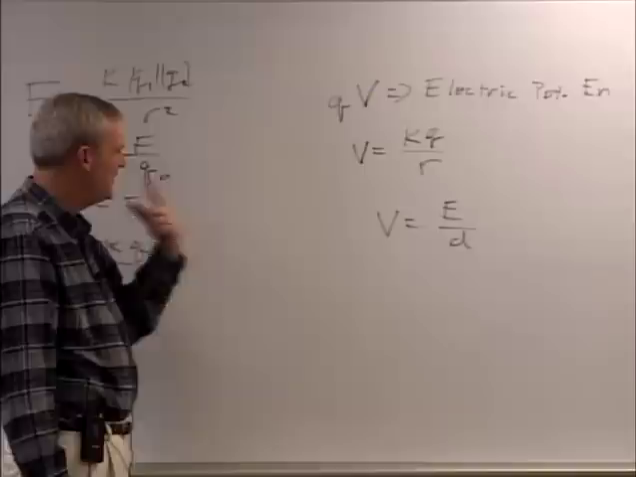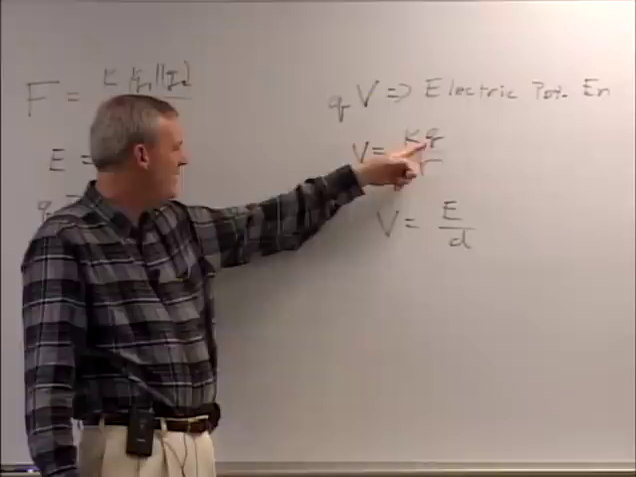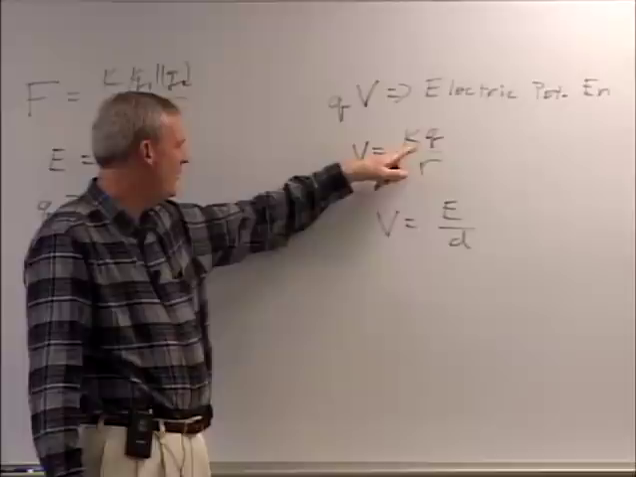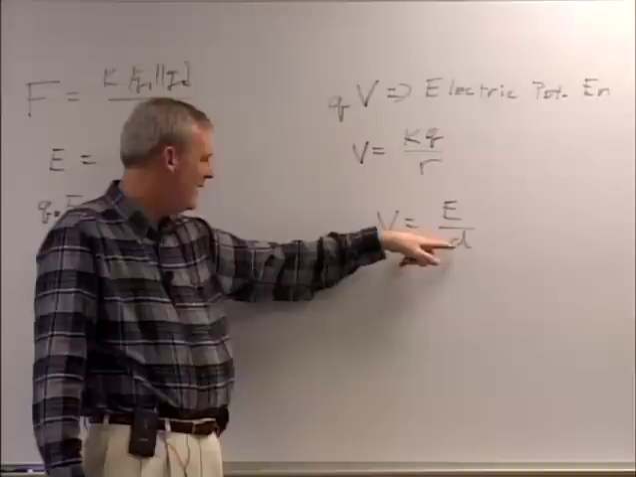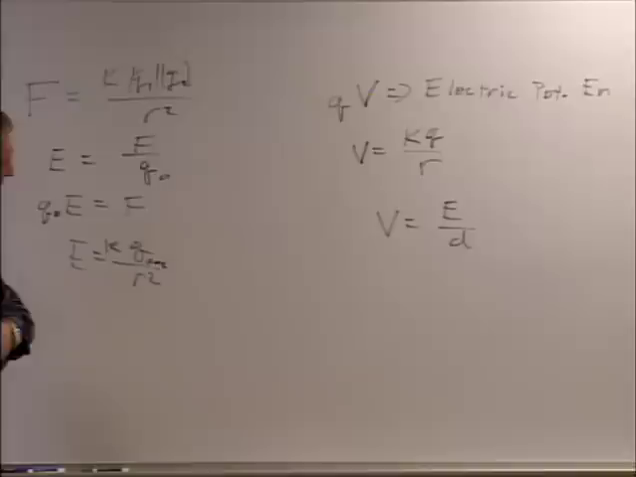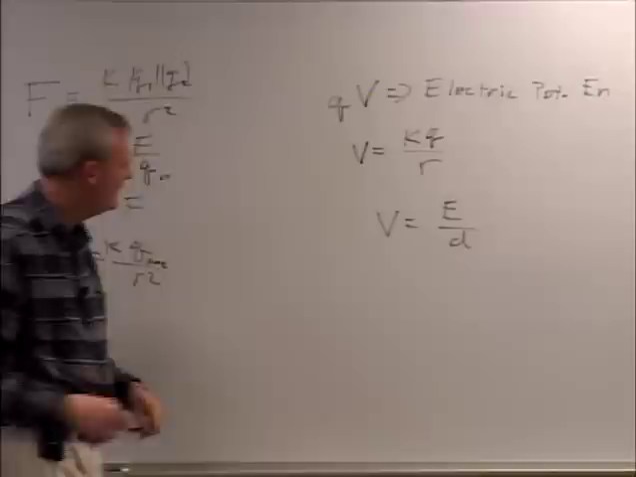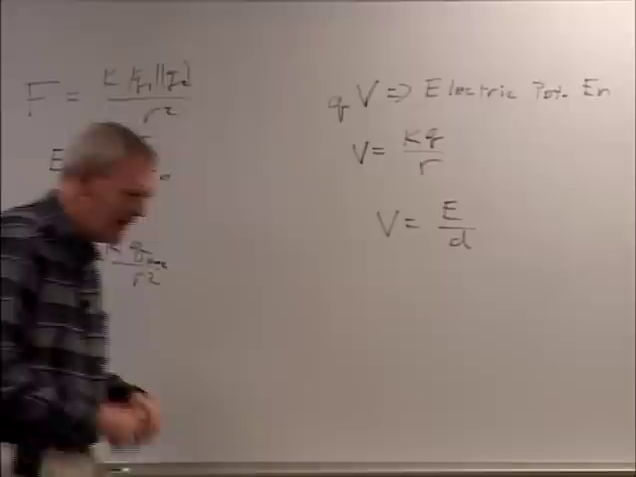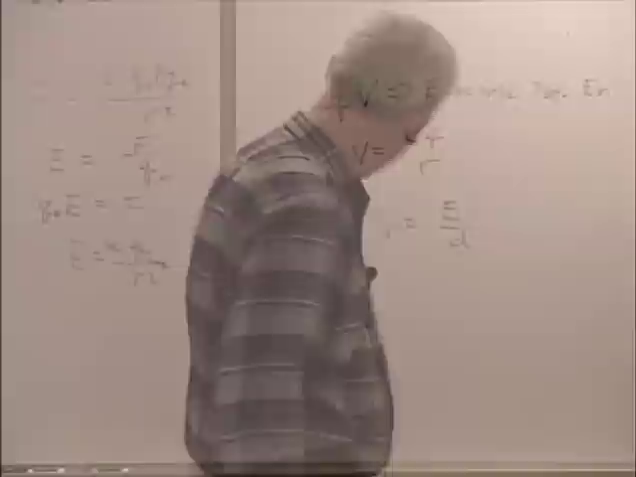Which makes sense to us, because look, if I take KQ over R, and divide it by KQ over R squared, which is E, and divide it by a D. Is that right? Yeah, that's right. I had it right.